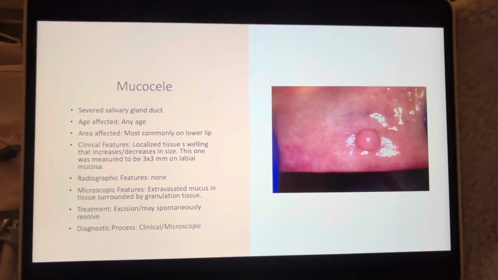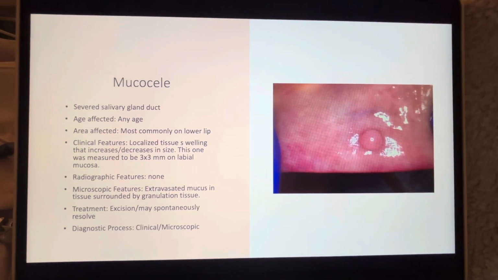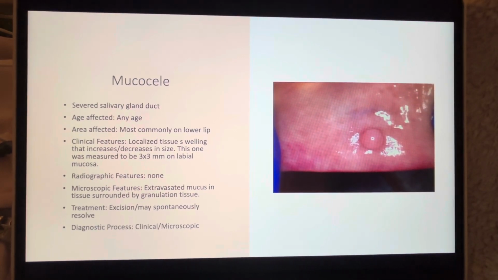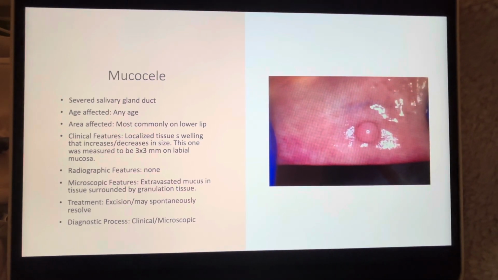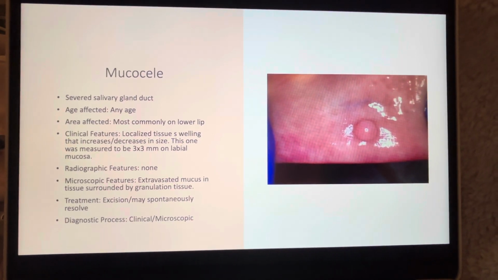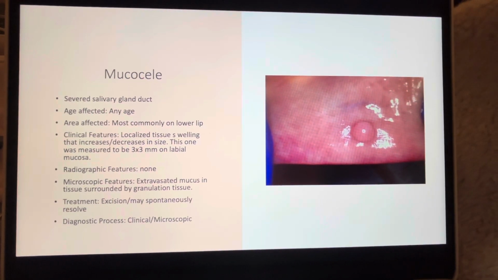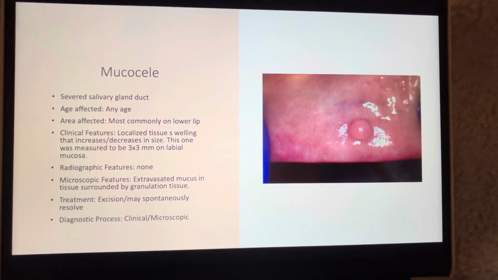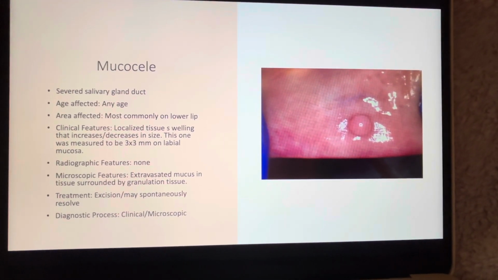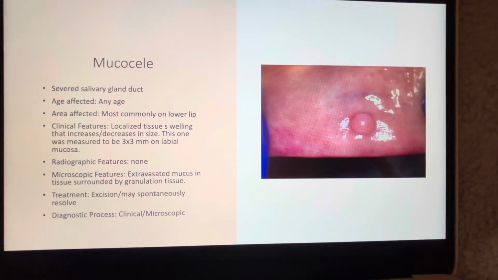So this is the image that I took of her whenever she came in. It's a severed salivary gland duct, and it can affect any age. The area affected is most commonly on the lower lip, which is where this image was. Clinical features include localized tissue swelling that increases and decreases in size. This one was measured to be 3 by 3 millimeters on the labial mucosa. There are no radiographic features.